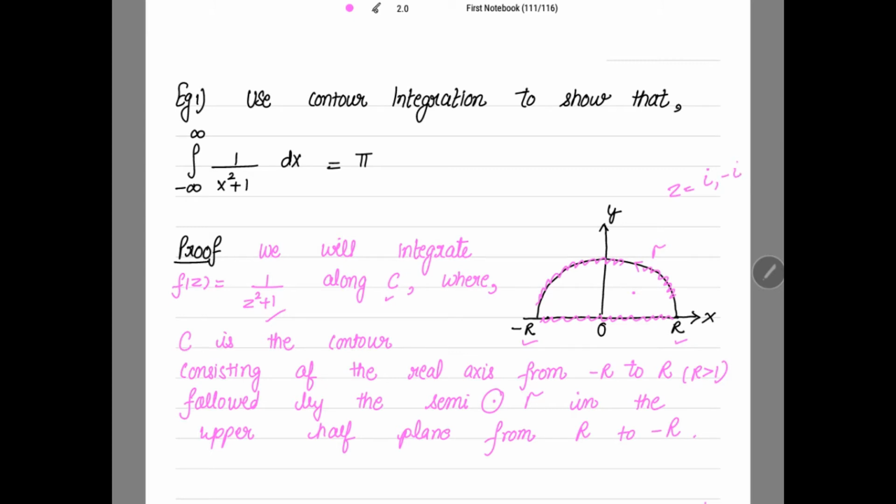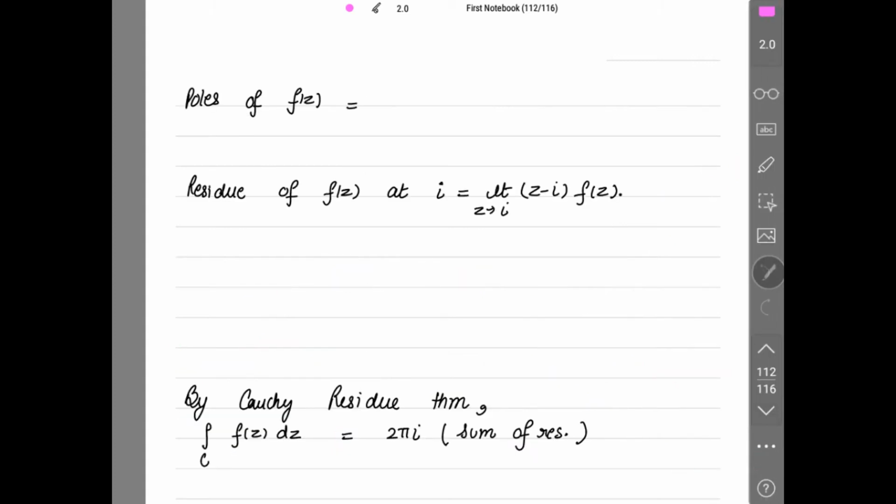Which of the poles lie inside the circle? Of course, z equal to plus iota lies inside the circle and minus iota lies outside the circle. So we have to calculate the residue for this pole z equal to iota which lies inside the circle.